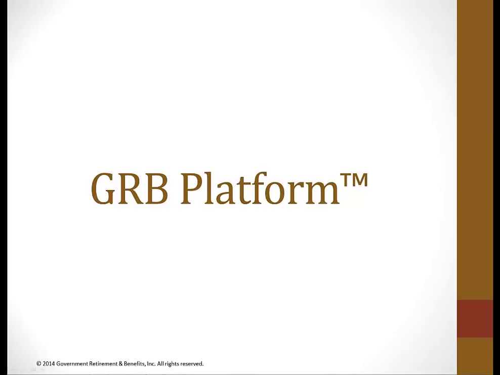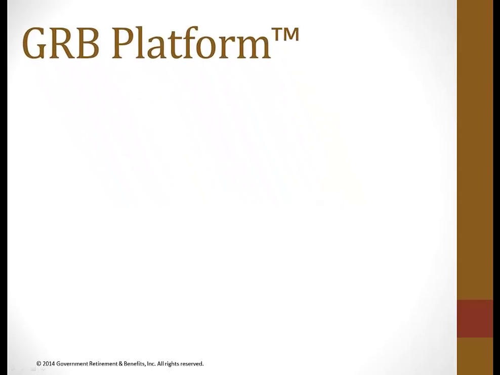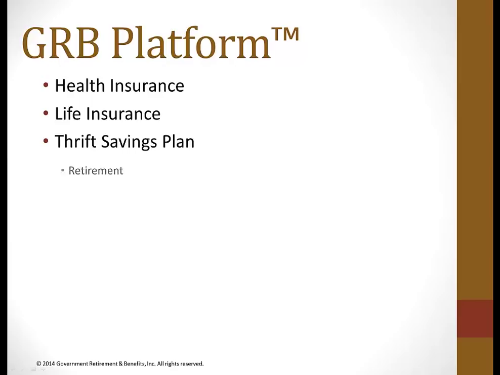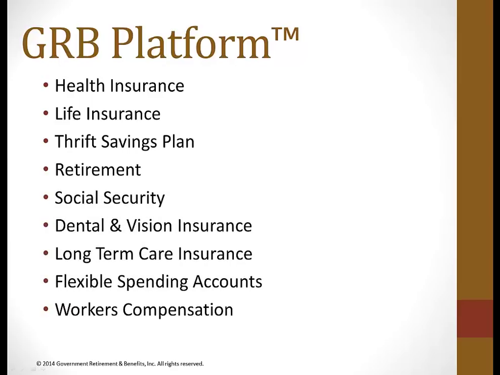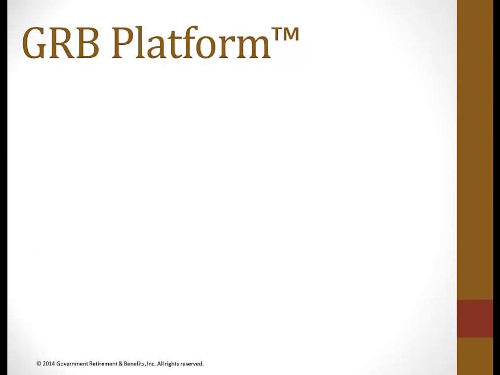The GRB platform is an enterprise system that provides federal employees with access to information regarding government-wide benefit programs such as health insurance, life insurance, the Thrift Savings Plan, retirement, and more. You can review the coverage for each benefit you're enrolled in, as well as other benefits you may want to take advantage of in the future.